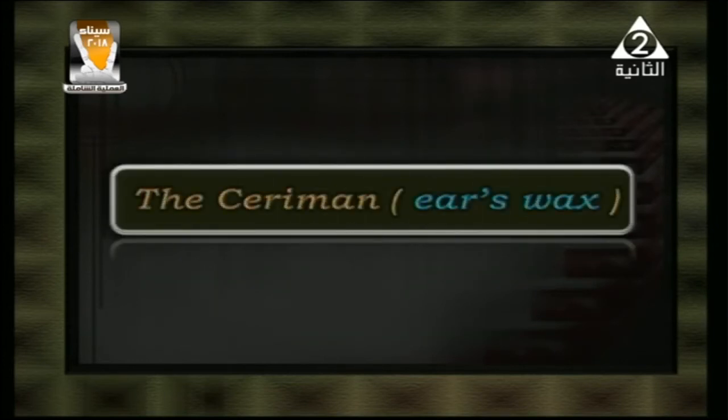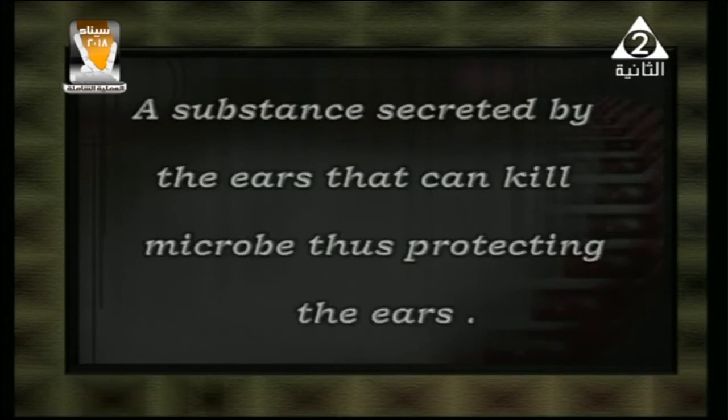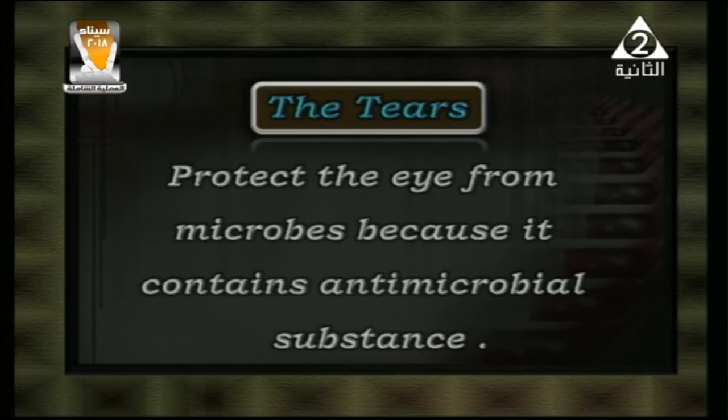After that, we have the ear wax, the cerumen, inside your ear. This substance, secreted by the ears, can kill microbes and also protect the ears. Also, we have the tears. They protect the eye and are secreted from the lacrimal glands of your eyes, and they can protect the eyes from microbes because they contain antimicrobial substances.